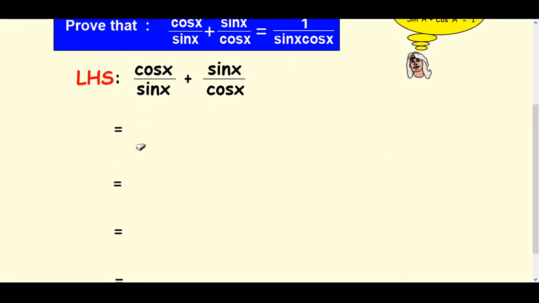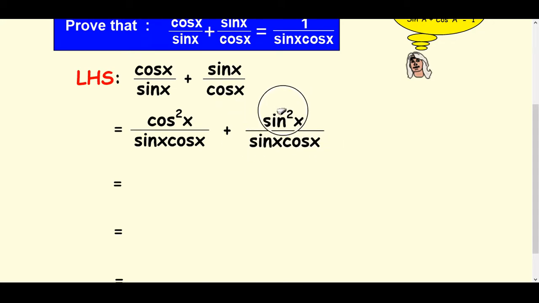Okay, now the first thing I'm going to do here is I'm going to look at this, and I'm going to put them together. What I mean by that is I'm going to get a common denominator. So I'm going to multiply this side by cos x on the top and the bottom, and you'll get that. To make a common denominator, you've got to times across by cos x on the top and the bottom. And I'm going to do the same to the other side. I'm going to times this side by sine x, top and bottom, to get me a common denominator.